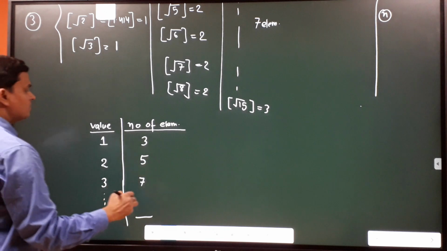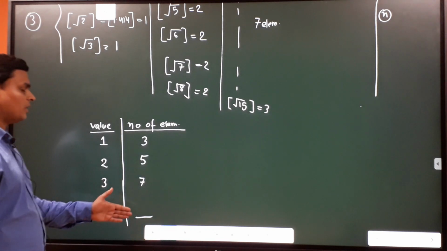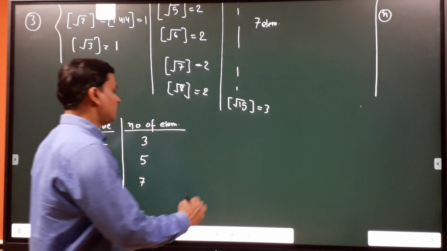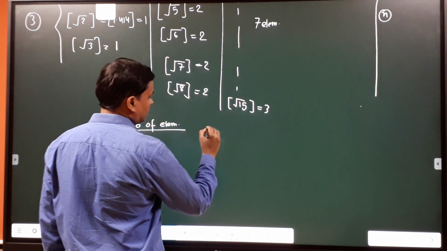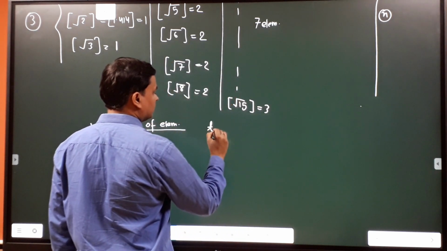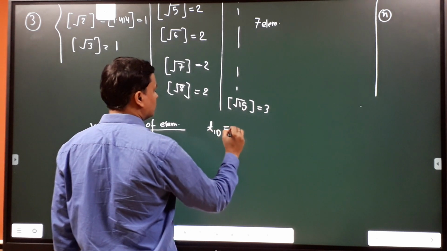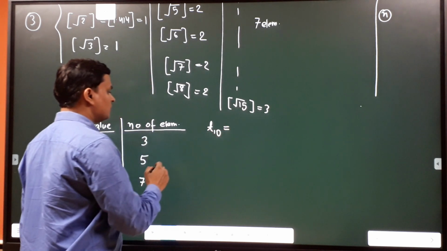This is an arithmetic progression and we want to find the 10th element of this AP, okay, the 10th element of this AP. So what will be T10, that means the 10th term will be equal to A plus n minus 1 into D.